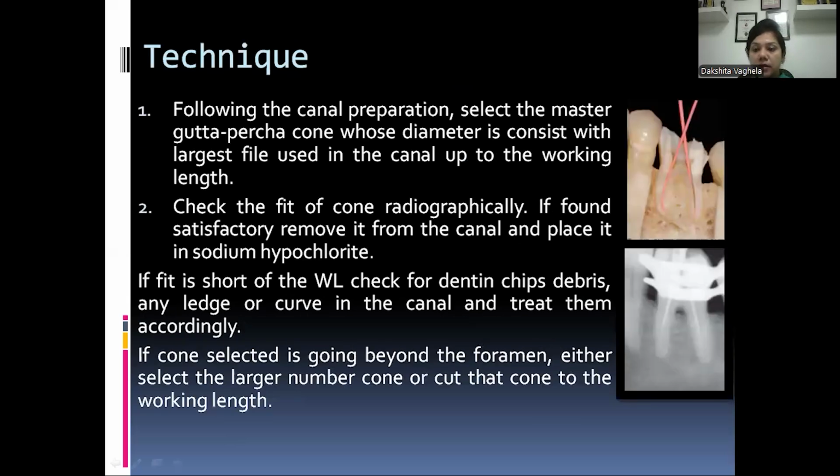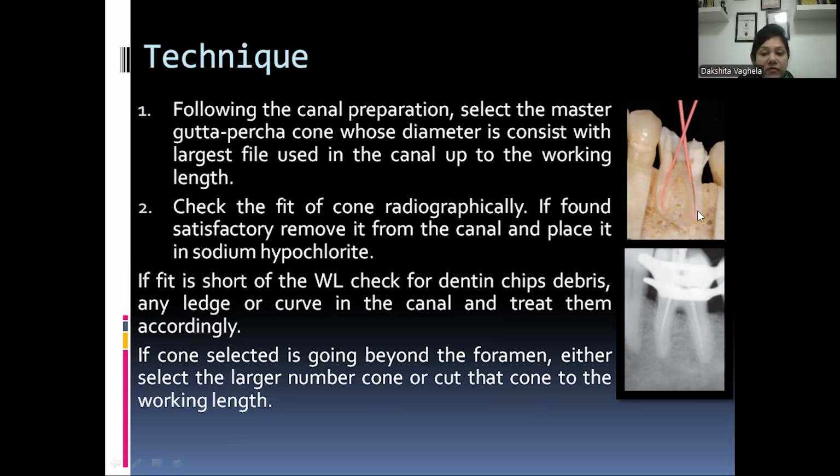So as you can see here, what you have to do is first select the size of your master cone. Whatever is the size of your master apical file will be the size of your master cone. It should be 0.5 mm short of the working length. So following the canal preparation, select the master gutta percha cone whose diameter is consistent with the largest file used in the canal up to the working length. Check the fit of the cone radiographically. If found satisfactory, place it in sodium hypochlorite for disinfection.